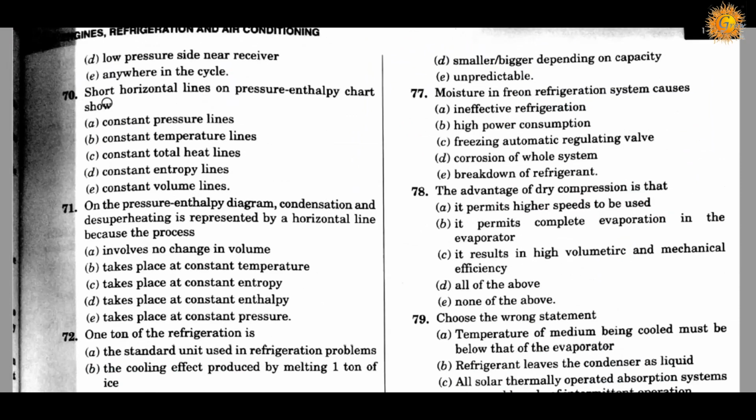Question number 70. Short horizontal lines on pressure enthalpy chart show option A, constant pressure lines. Option B, constant temperature lines. Option C, constant total heat lines. Option D, constant entropy lines. Option E, constant volume lines. So the correct answer is A. They are constant pressure lines.